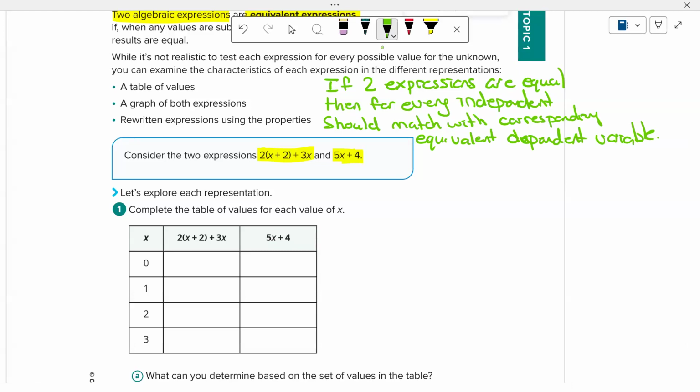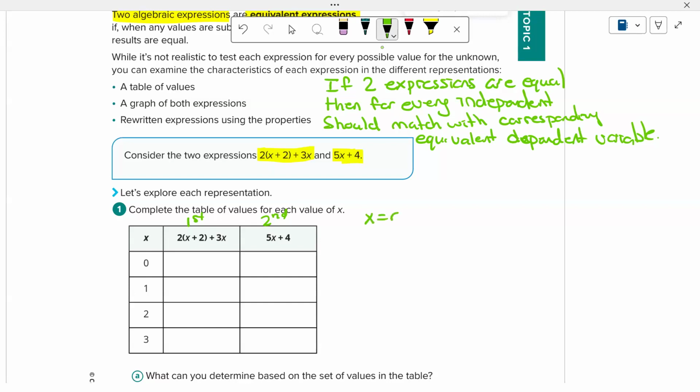Substitute into each expression. So this is the first expression. This is the second expression. If I input 0, these two values should match. If I input 1, these two values should match. If I input 2, these two values should match. If I input 3, these two values should match. So we have to do each one trial and error like.